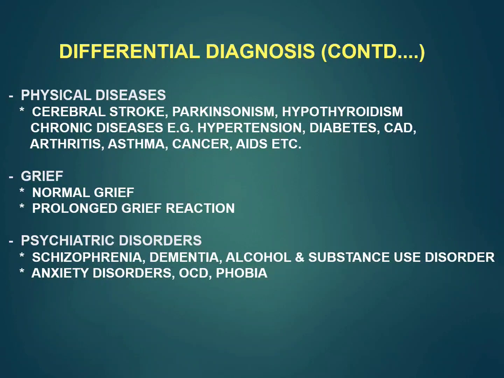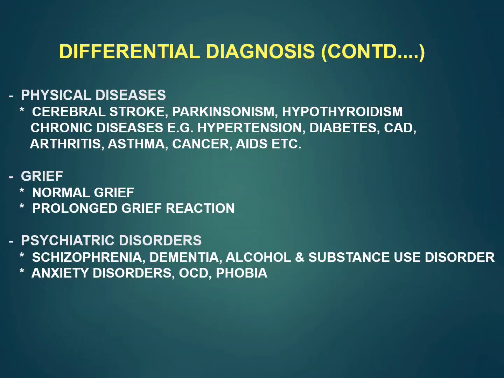Physical diseases. In cerebral stroke, depression is very common. With Parkinsonism, it is common. With hypothyroidism, it is common. With various chronic diseases like hypertension, diabetes, coronary artery disease, arthritis, asthma, cancer, AIDS, etc. All of these can have a comorbid depression, can cause depression actually.